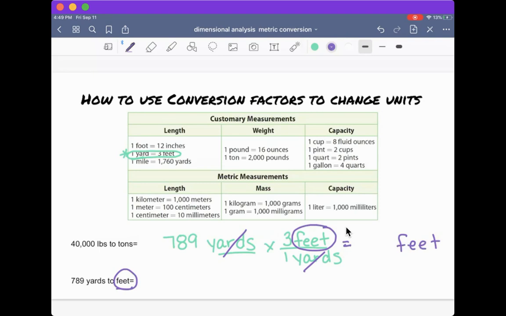So now I can go ahead and simplify. So I'm going to do 789 times 3 divided by 1. So that is going to give me 2,367. Okay, 2,367 would be my final answer.